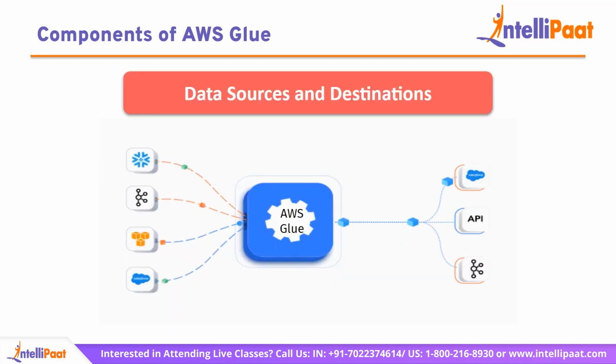The next feature provided by AWS Glue is data sources and destinations. AWS Glue supports a wide range of data sources and destinations. It can connect to various databases, data warehouses, and data lakes, including Amazon S3, Amazon Redshift, Amazon RDS, Amazon Aurora, and more. Glue provides connectors and data connectors to simplify integration with different data sources and destinations.